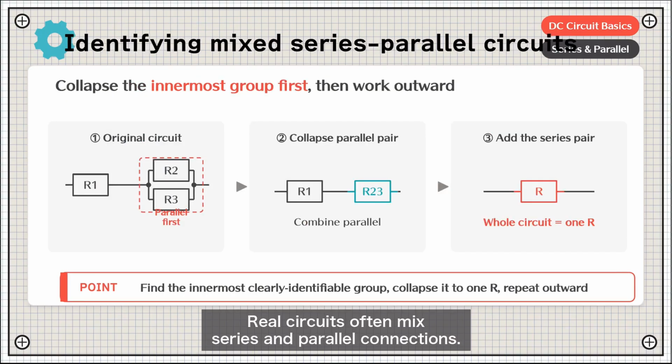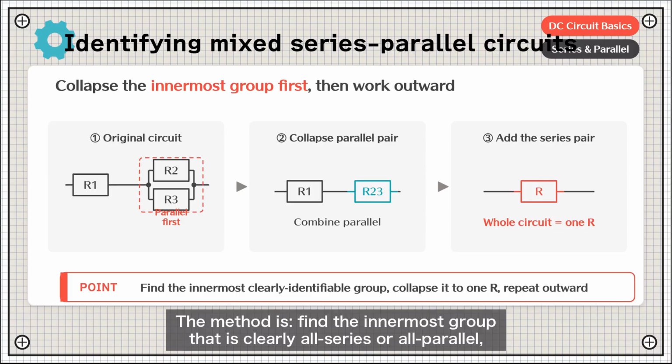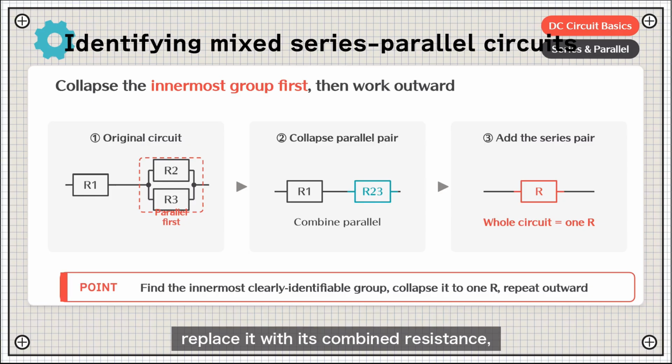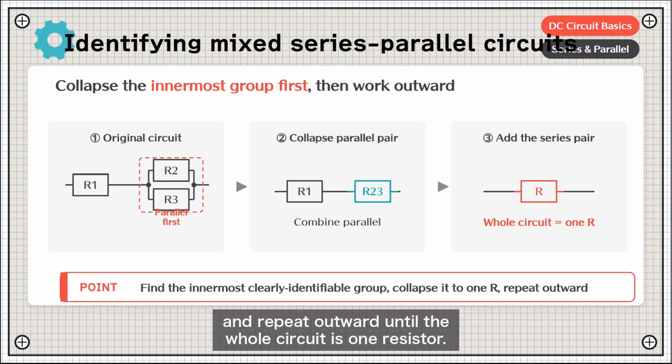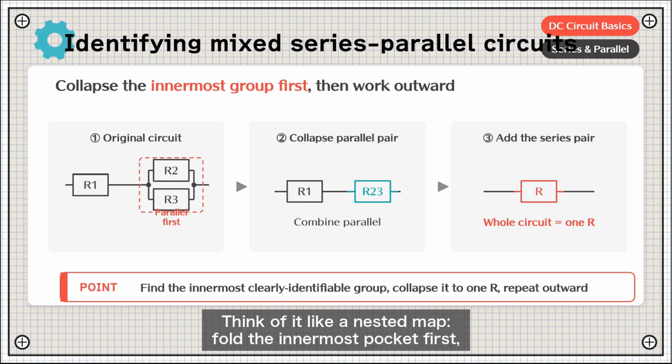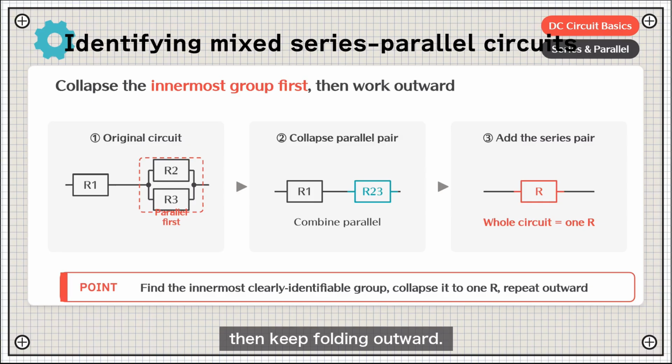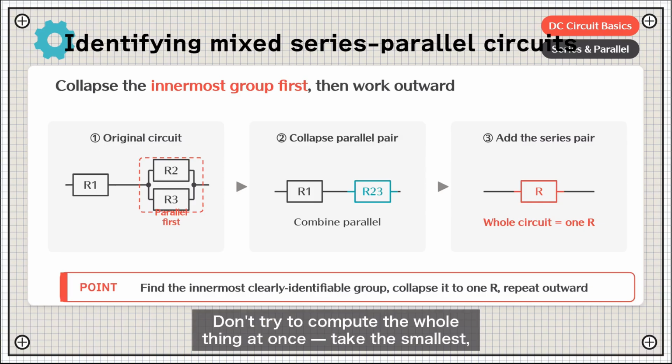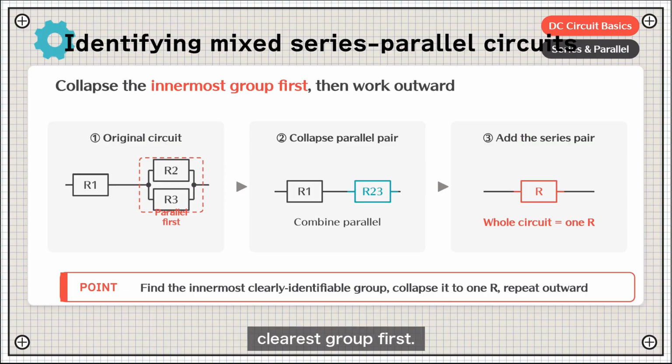Other circuits often mix series and parallel connections, but with the right approach they're manageable. The method is: find the innermost group that is clearly all series or all parallel, replace it with its combined resistance, and repeat outward until the whole circuit is one resistor. Think of it like a nested map. Fold the innermost pocket first, then keep folding outward. Don't try to compute the whole thing at once. Take the smallest, clearest group first.